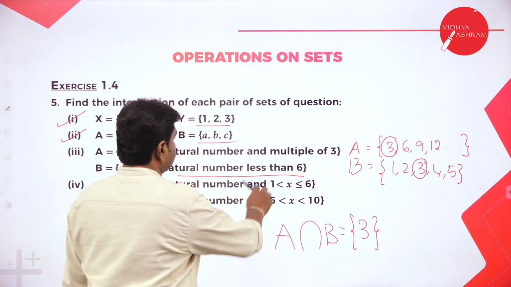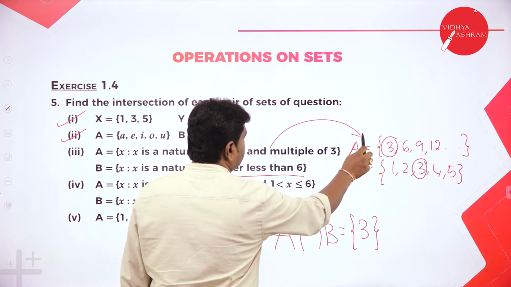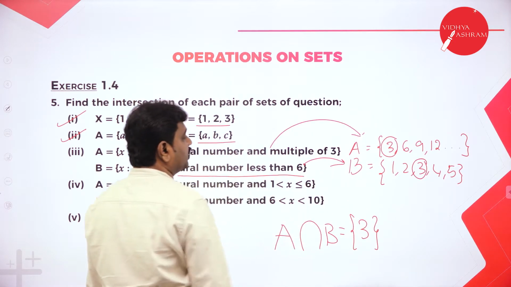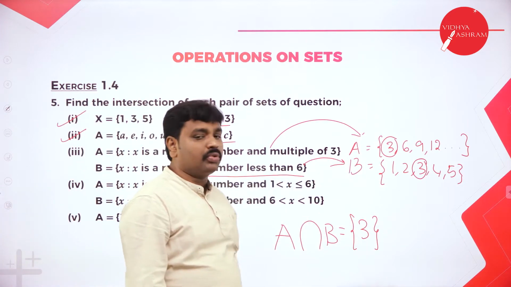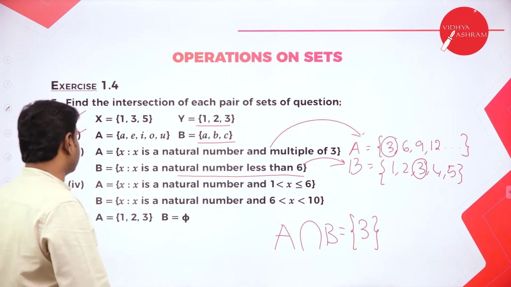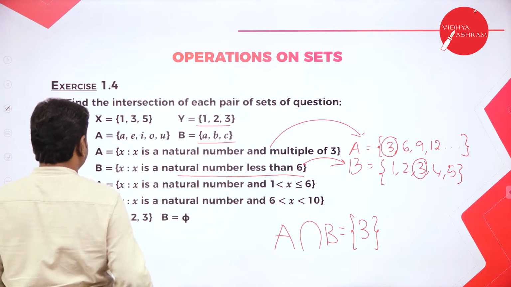Fine. Now this was given like this. First you convert like this. So convert one form to the other form, then you find the intersection. Intersection means what? Set of common elements. Only 3 is common in both. So write that in a set, that is the intersection. So now we are done with the third.